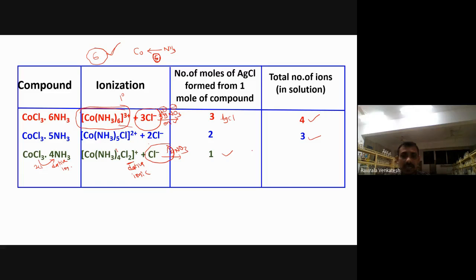Now how many AgCl do we get? Only one AgCl. And the total number of ions here? One ion is there, and everything else is ion only. So 1 plus 1 is equal to 2 ions it is. Isn't it? Let me take the last one here.